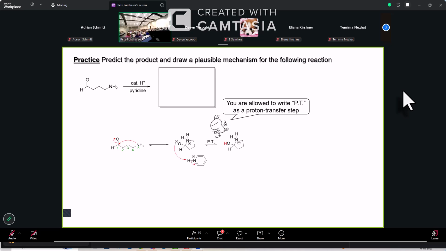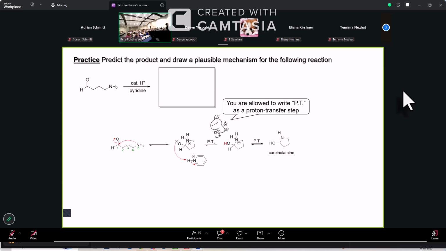Now at this point you probably realize there are a lot of protonation and deprotonation steps. Does that make sense? As you draw the mechanism more and more, it's just redundant. It's very repetitive. So from exam 3 and beyond, you are allowed to write just PT like that. Guess what PT stands for? Proton transfer, and just leave it like that. You're allowed to do that, but make sure you know who the proton source is. In this case, it's the protonated pyridine, or pyridinium ion. This is the proton source.